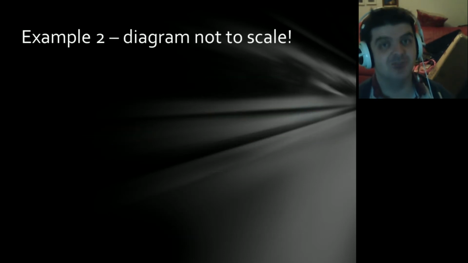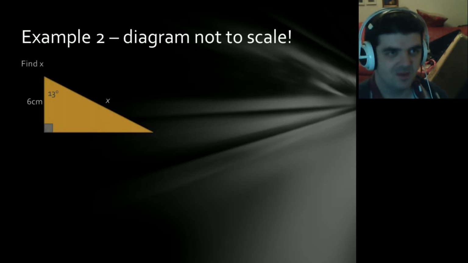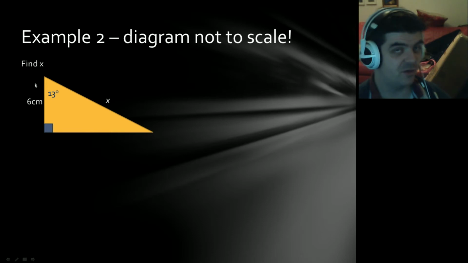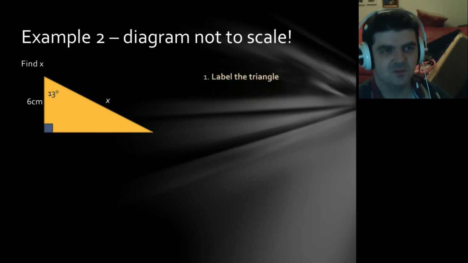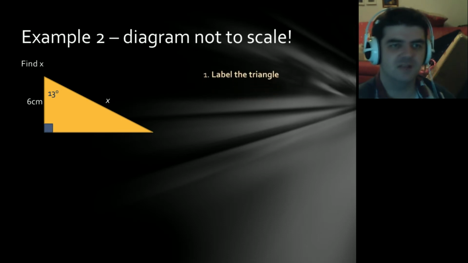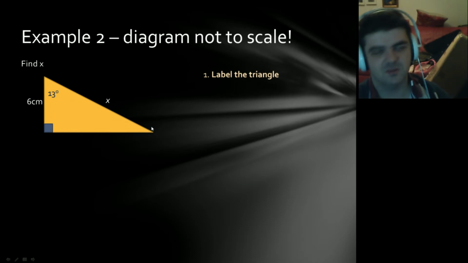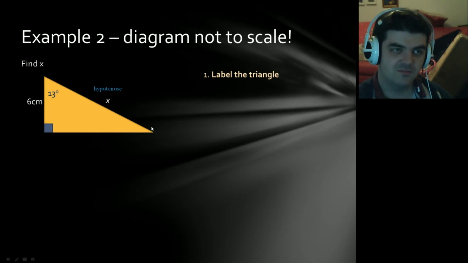This diagram is not to scale, and you'll see why. We have our angle moved up here, and that is not a 13-degree angle, but the general idea stays the same. We have to find x. So the first thing we're going to do is label the triangle. The longest side of the triangle is the one that's opposite the right angle, and it's this one here. That's the hypotenuse.